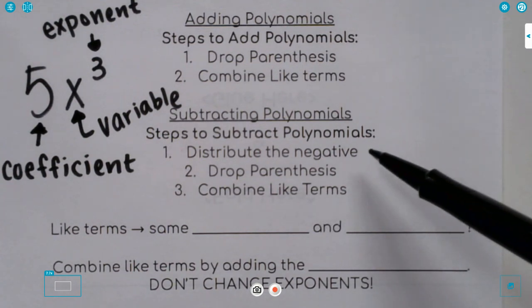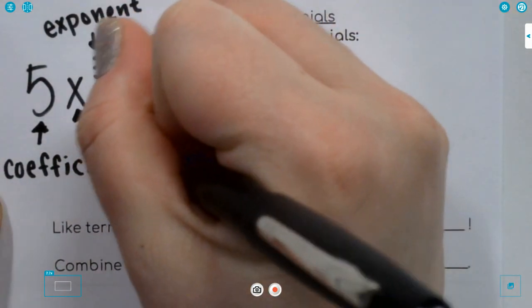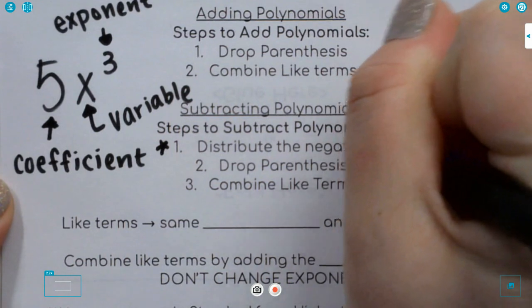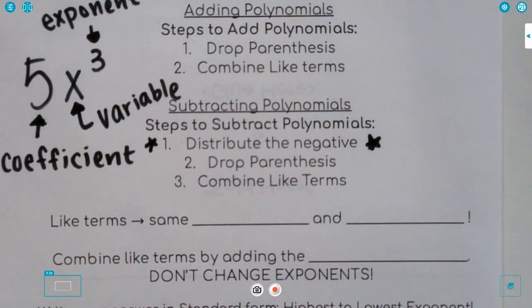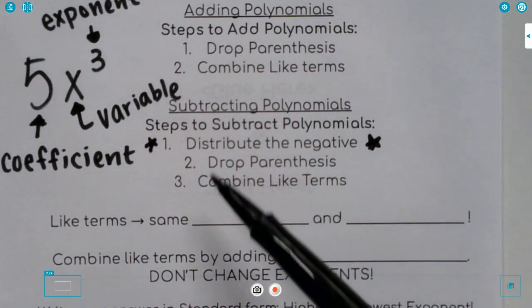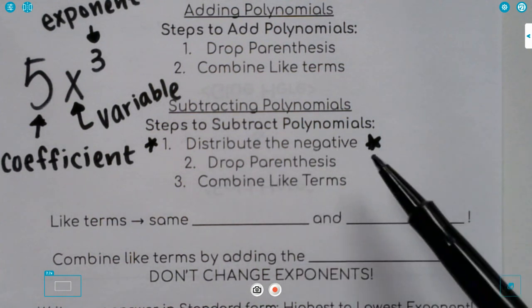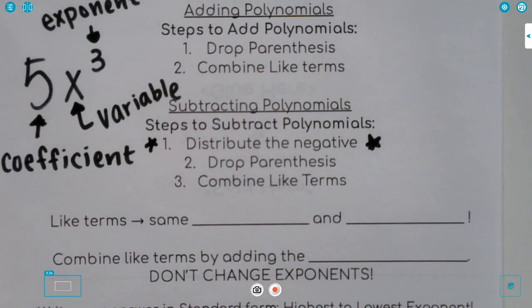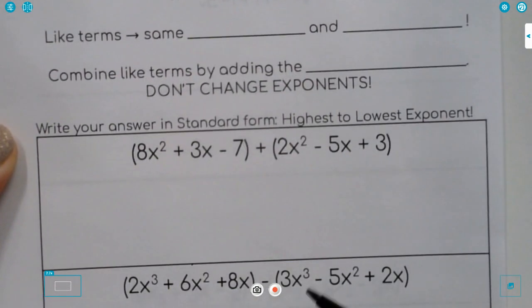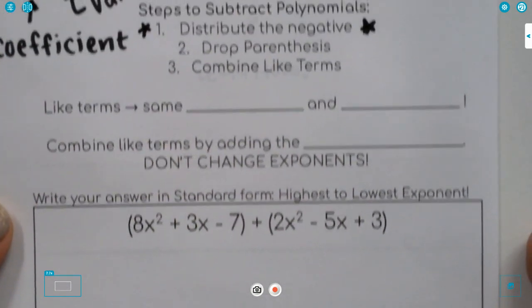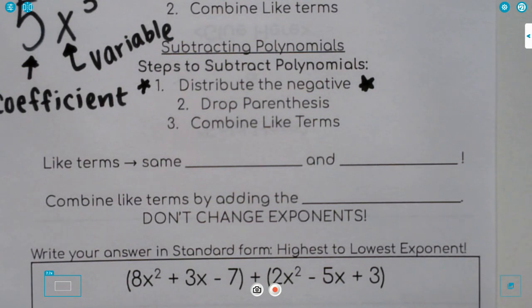Subtracting, the first step is the key, and this is what, if you're going to forget something, this is what people forget. I'm not telling you to forget it, but that's the habit that I've seen. We have to distribute the negative. So since we are subtracting everything in the second set of parentheses, we have to distribute our negative. So once we get to our subtraction examples, we will see that.